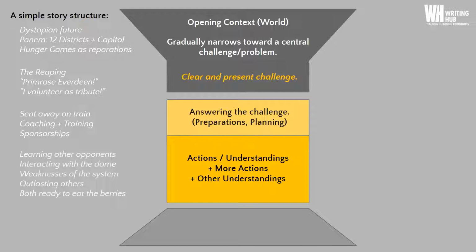And at the very end, they are both ready to eat the berries. And that's a sort of critical understanding that Katniss has built over time based on her observations of the game master and the system and all of these things. So in another kind of story structure, we might outline this as a plot with rising action and climax and all of that. But for now, we're just going to collapse all of that complexity into action and understanding.